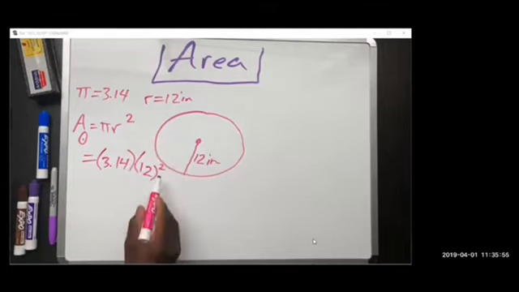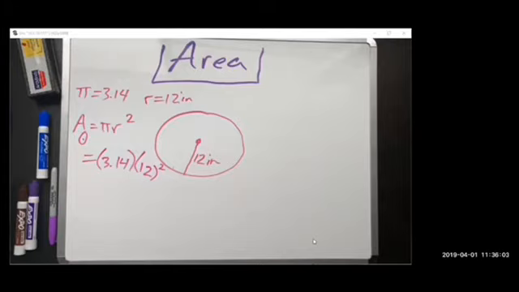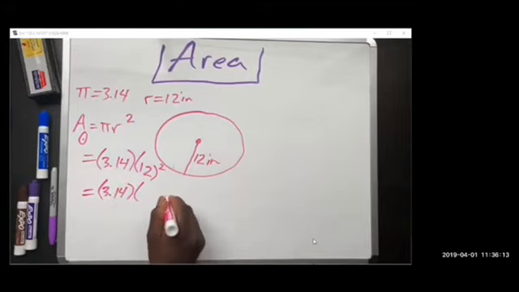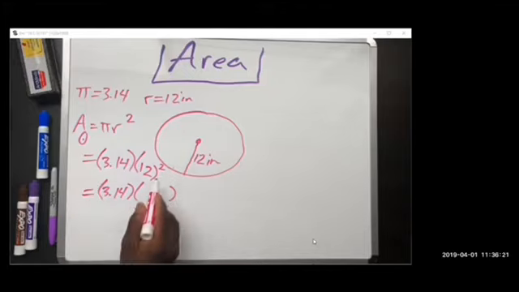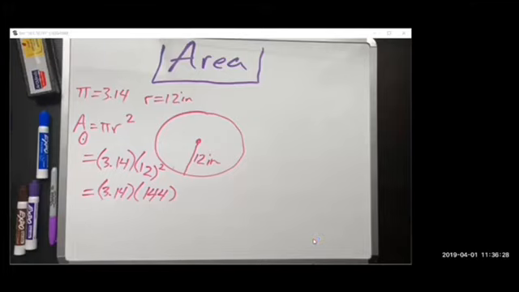I've seen students leave off that 2, do all the math, and not get it right. And your quiz may even have that as an option. That's an erroneous answer. So don't forget to put that squared. So I'm going to bring down the 3.14, and because this is order of operations, we have exponents and multiplication. According to PEMDAS, exponents come before multiplication. So you do the exponents first. 12 squared is 144.